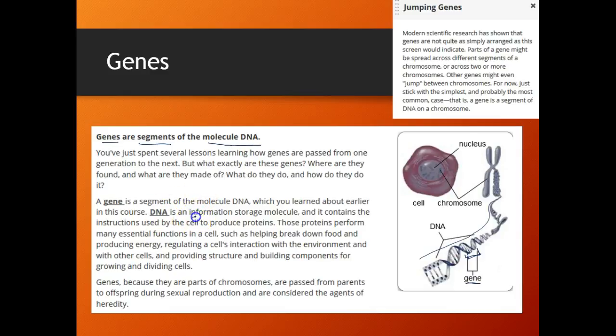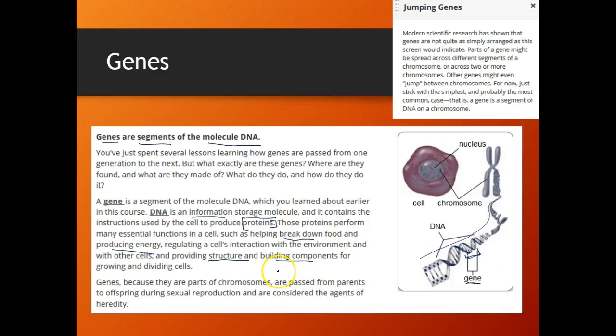So DNA, remember, is the information storage molecule that contains all the instructions that are used by the cells to produce proteins. Remember, our goal is to produce proteins because that is what we use in order to accomplish different functions in the cell. Some functions that proteins accomplish in a cell are breaking down food, producing energy, regulating a cell's interaction with the environment and with other cells. Proteins also provide structure and building components for growing and dividing cells. And so DNA contains genes that make proteins that can do all of these things for our cells.